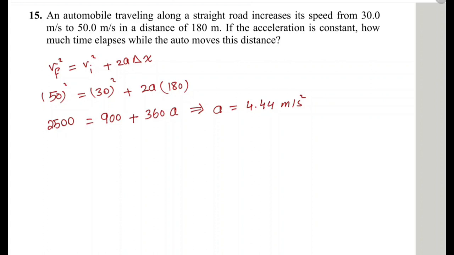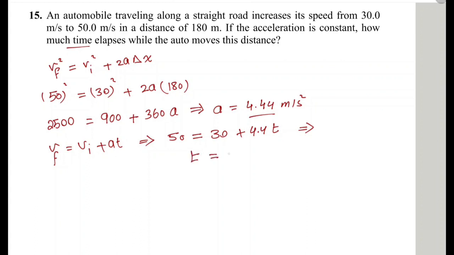Now to find the time, because it's asked how much time, v final equal to v initial plus a t, and 50, the final velocity, equal to 30, the initial velocity, plus 4.4, the acceleration we got here, times t. You substitute this, you will find t equal to 4.5 seconds.